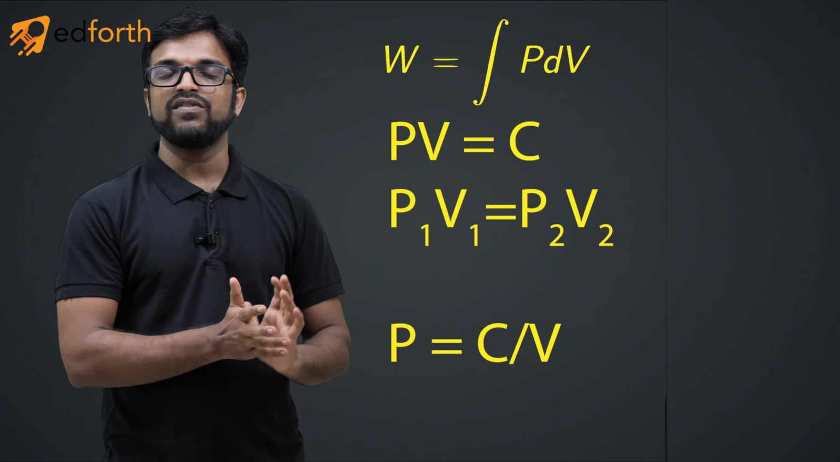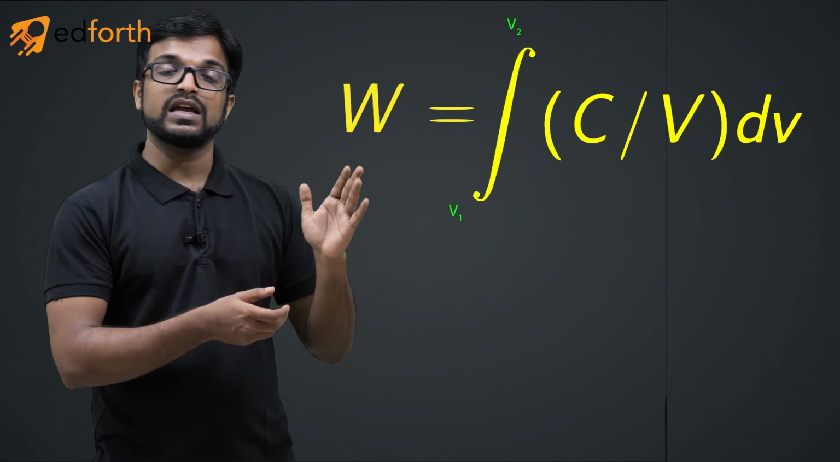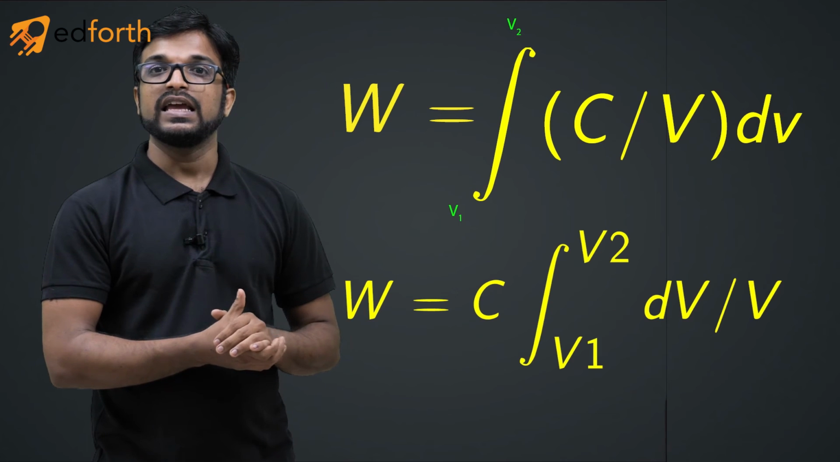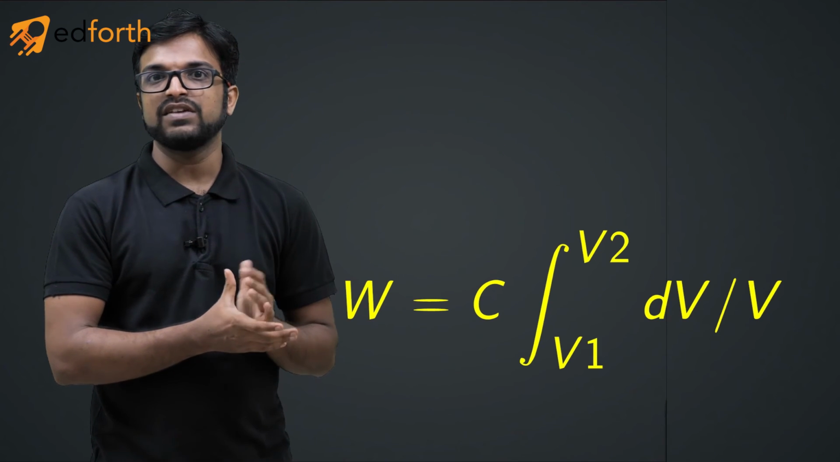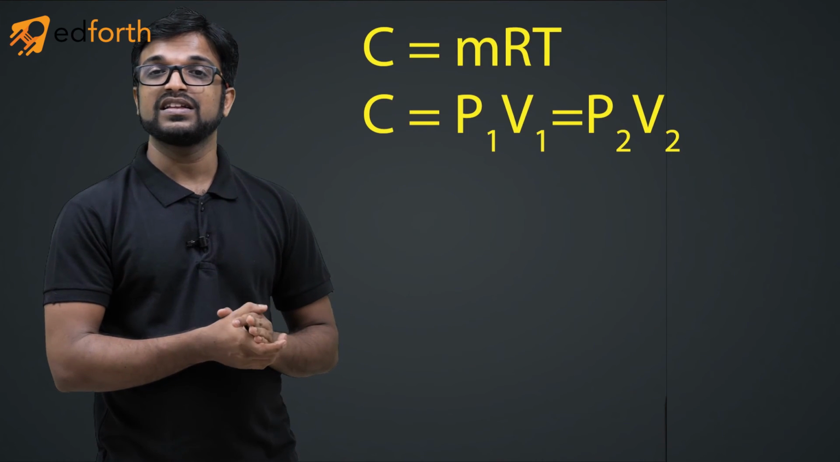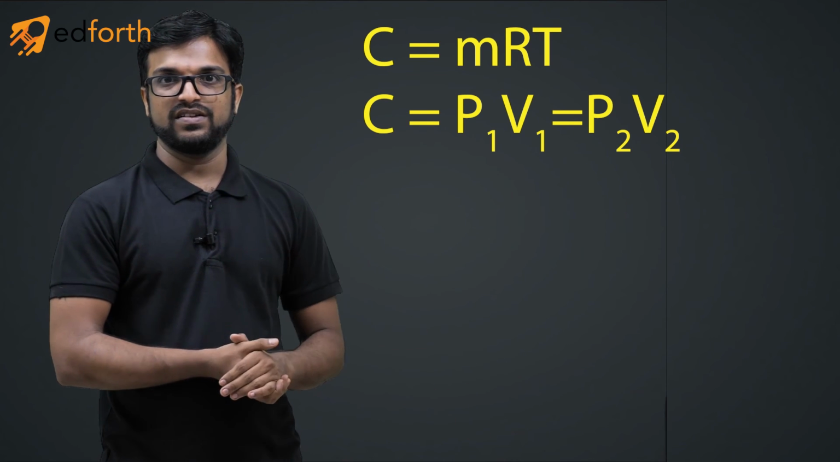If I apply C by V in the place of P in the PdV equation, we will be getting W is equal to integral C by V into dV. C I will take out, I will be having integral dV by V. What is integral dV by V? ln V, right? That is from state 1 to state 2. So by solving that, we will be getting C into ln of V2 by V1. What is C now? C is nothing but mRT, which is also equal to P1 V1.